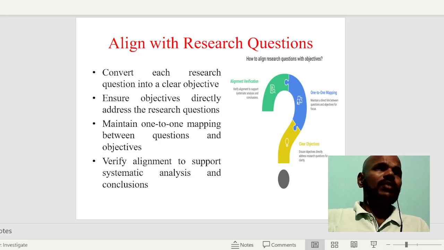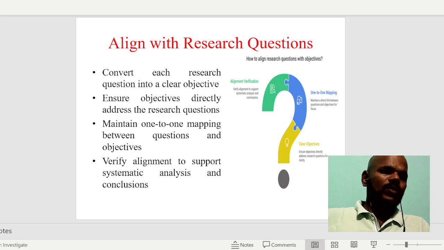If you have some questions about what to do and what not to do: this is my research question, and that should be convertible into a clear objective. That objective directly addresses the research question. That means you form one research question and one objective, but if that research objective is not fulfilling the research question, it is not the correct way.